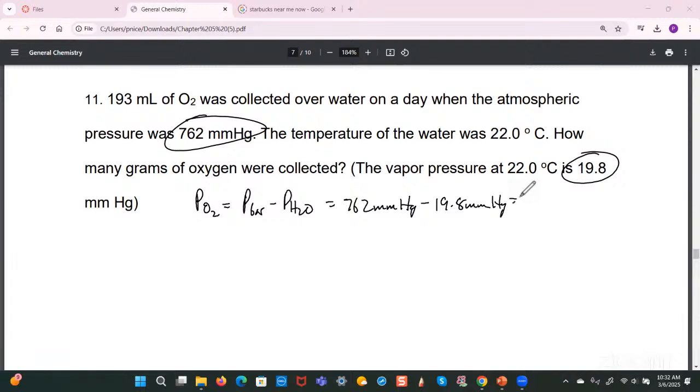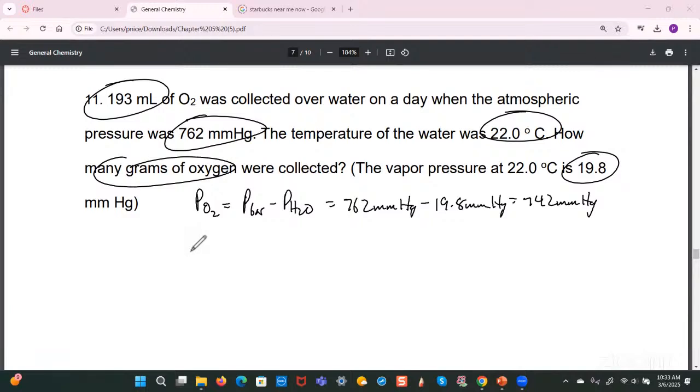762 minus 19.8. According to my calculation, this works out to be 742 millimeters mercury, all right? Okay, so we have the pressure of the oxygen, we have the volume of oxygen. What else do we have? We have the temperature, and the question is asking for the grams, right?